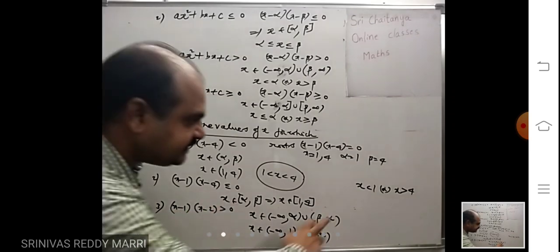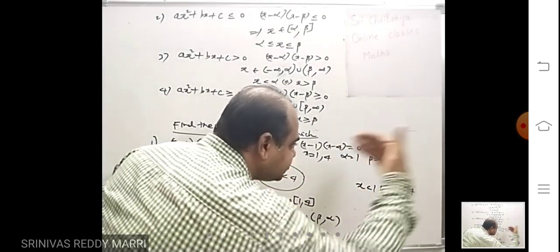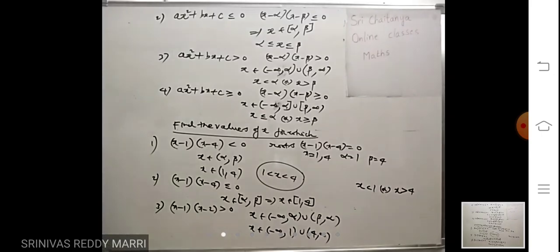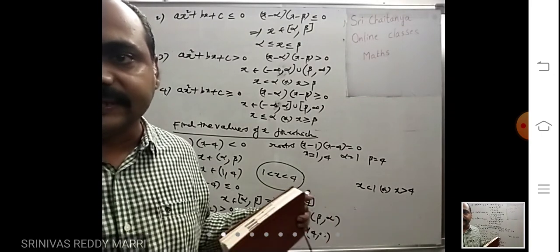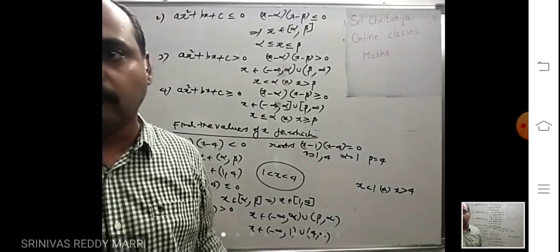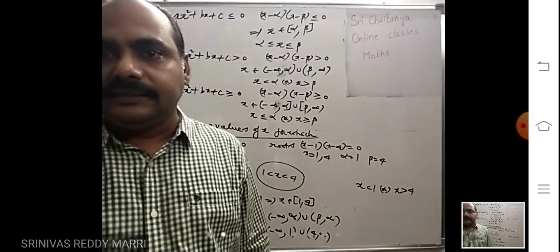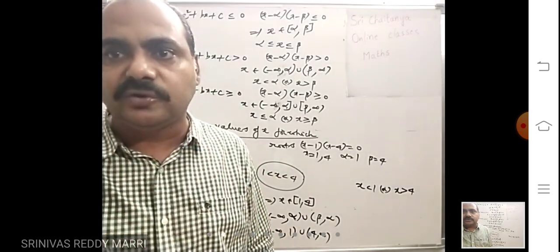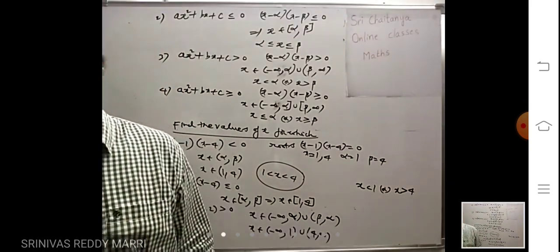That means this union means that x less than 1 values as well as x greater than 4 values are the solution. All the values x less than 1 as well as all the values x greater than 4. Union is nothing but a symbol. These values as well as those values. All the values are the solutions.